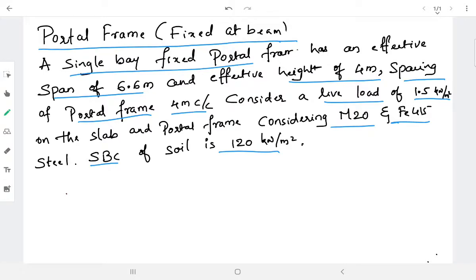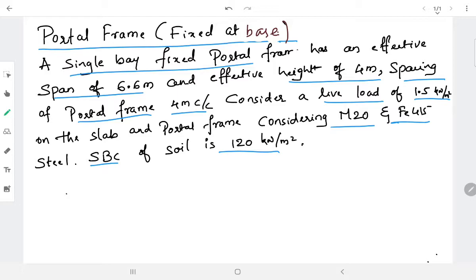Civil structural topics. Today's topic is portal frame, which is fixed at base. There are two types of problems. One is fixed at base, and another one is hinged at base.